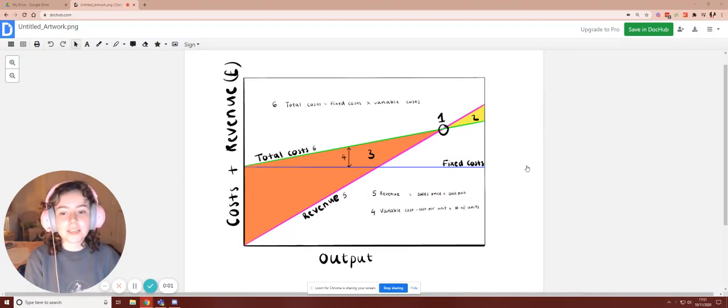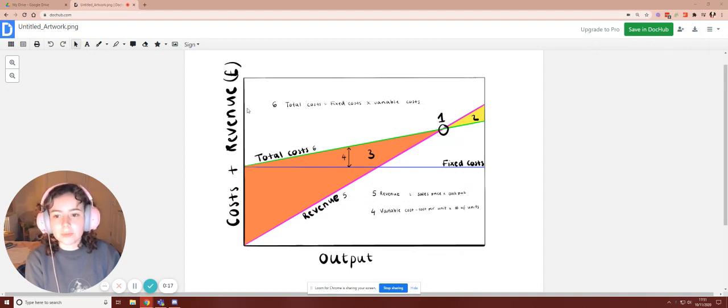Run through break-even calculations and graphs. So let's have a look at this graph here, and we're going to talk about what each part of the graph is. So on the x-axis here, we have the output. So this will be normally in terms of units. So, 1,000 units of whatever product you're selling or buying.